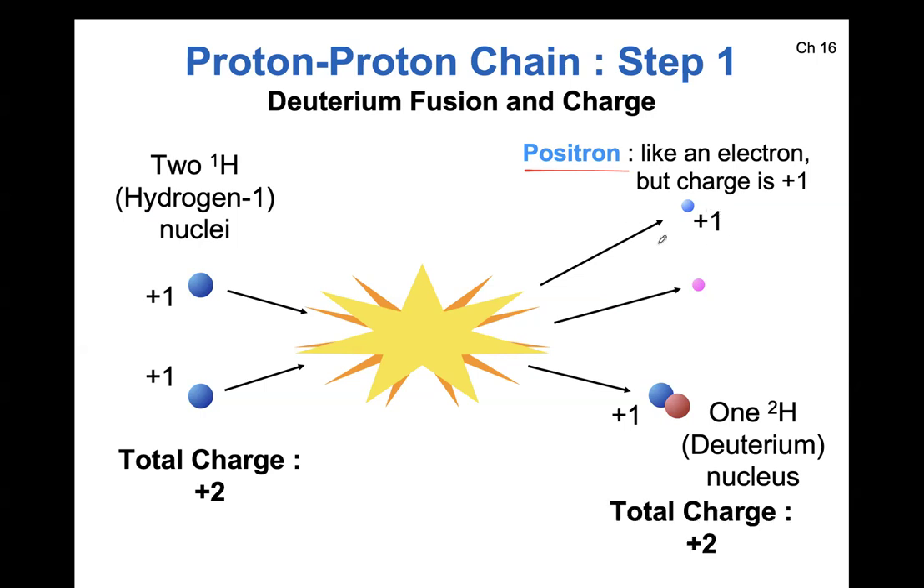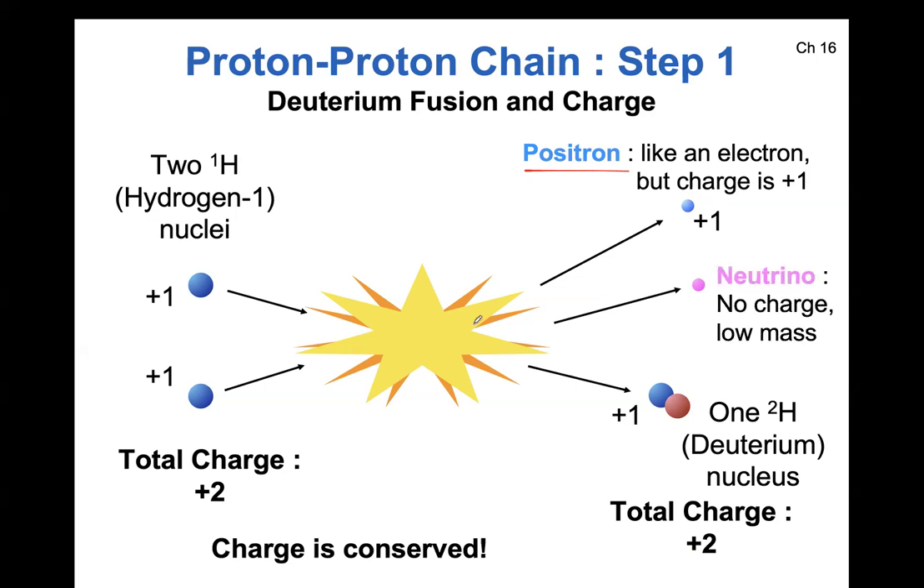Okay? So you can imagine that people came up with the theory of this before they were actually able to prove it experimentally, but it now has been absolutely experimentally proven. And this is how the first step of proton-proton chain fusion occurs. Okay? And there's that neutrino, no charge, low mass.